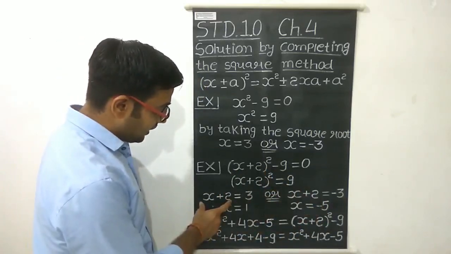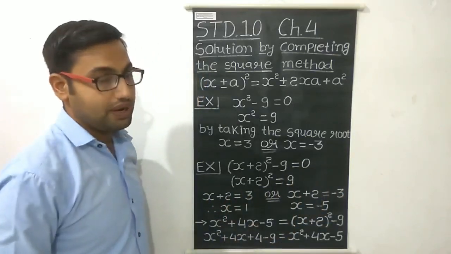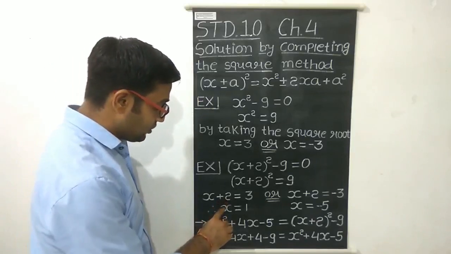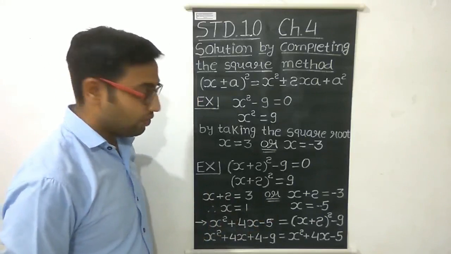So on this side we will get x plus 2 is equal to 3, or x plus 2 is equal to minus 3. Now by taking this 2 to the right hand side, what will happen? We get the value of x is equal to 1.